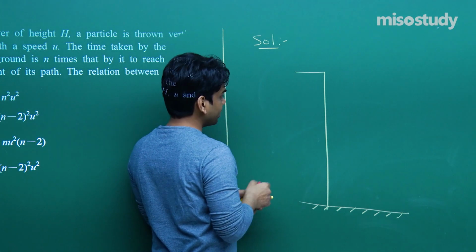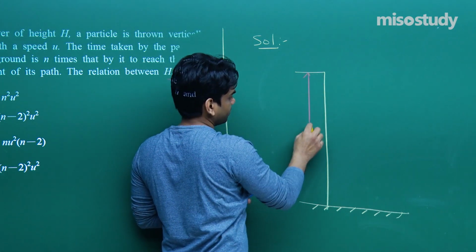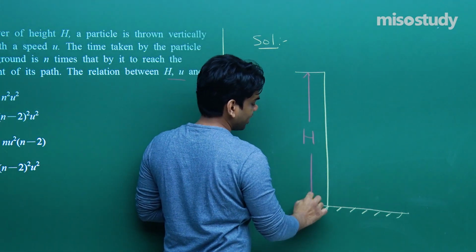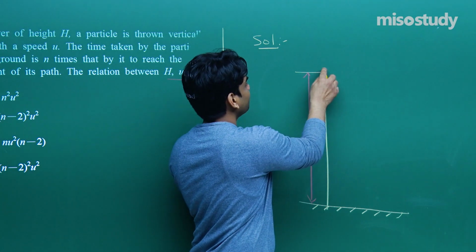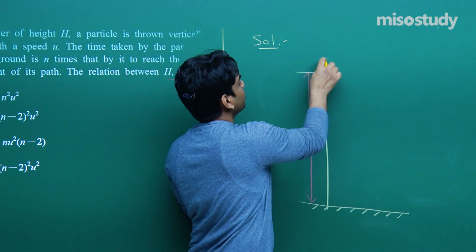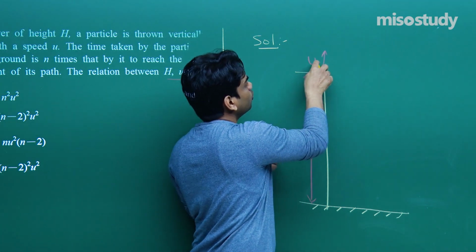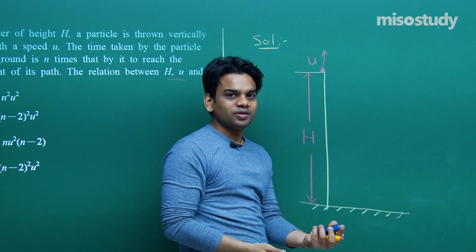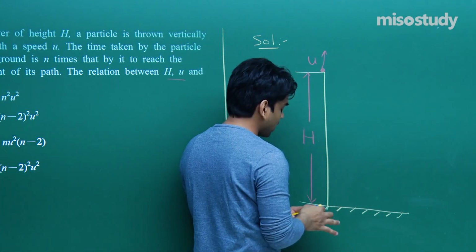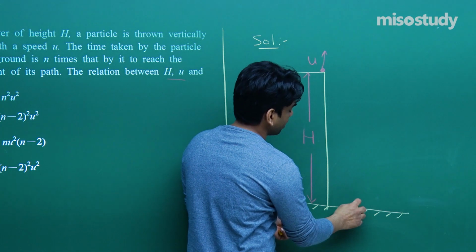Let's say this is the tower that we were looking for. Its height is h. Now what we have done, we have taken a particle here, thrown it with a speed u in the upward direction. It will go up, it will come down. So it is traveling and finally hitting the ground somewhere here.